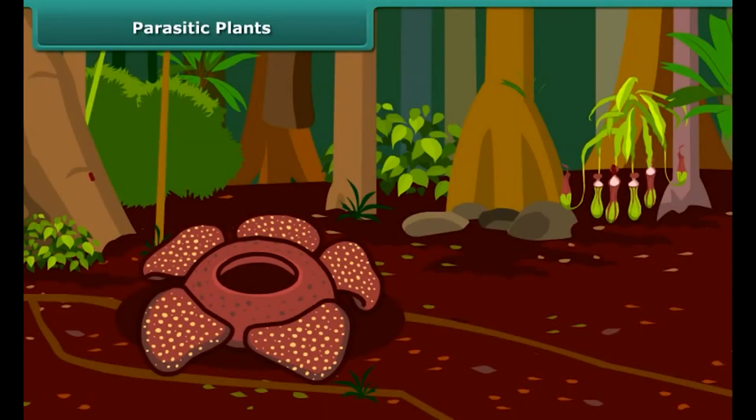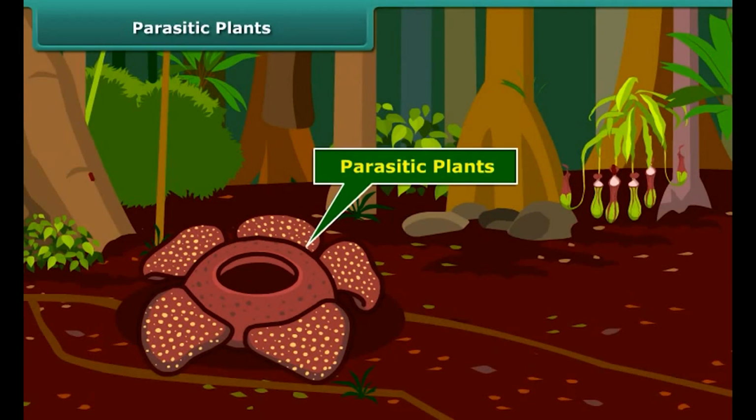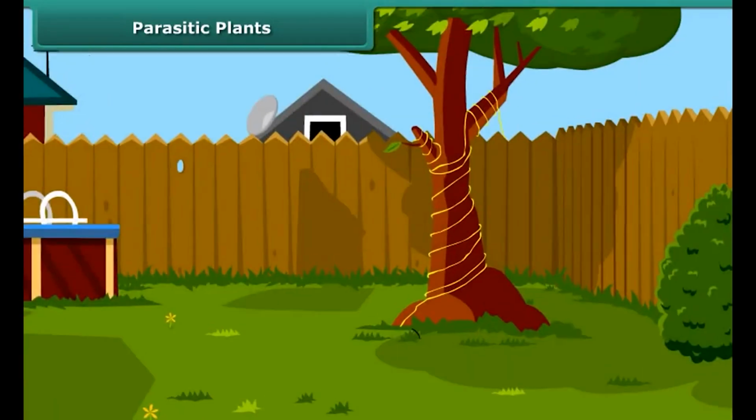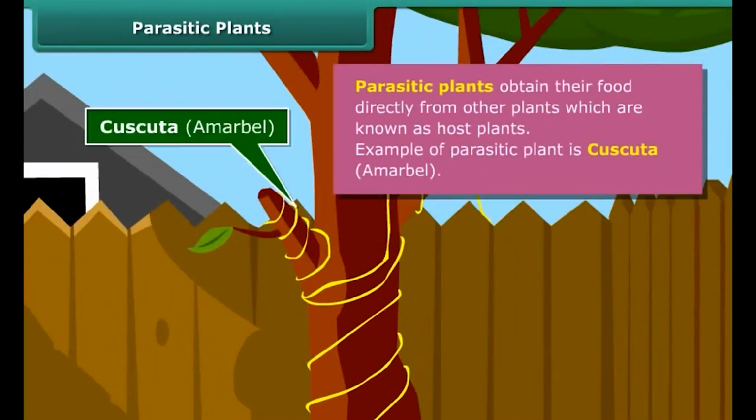The plants which obtain their food directly from other plants are known as parasitic plants, and those plants from which they obtain food are known as host. You might have seen Cuscuta, Amarbel, nearby you, which is an example of a parasitic plant.